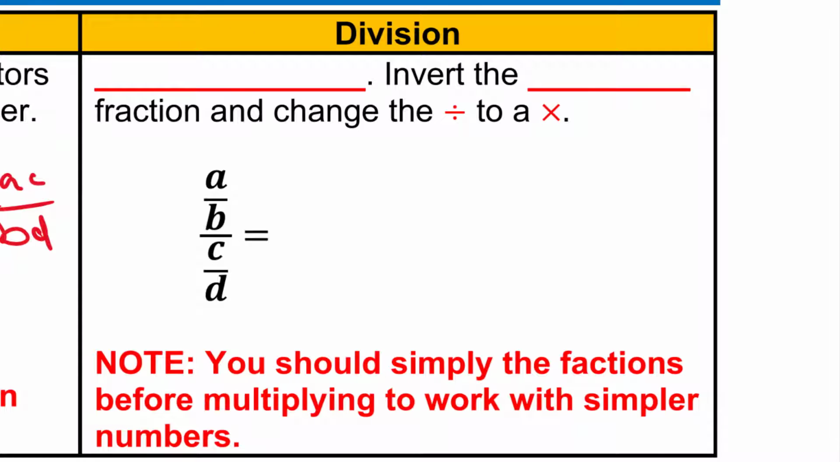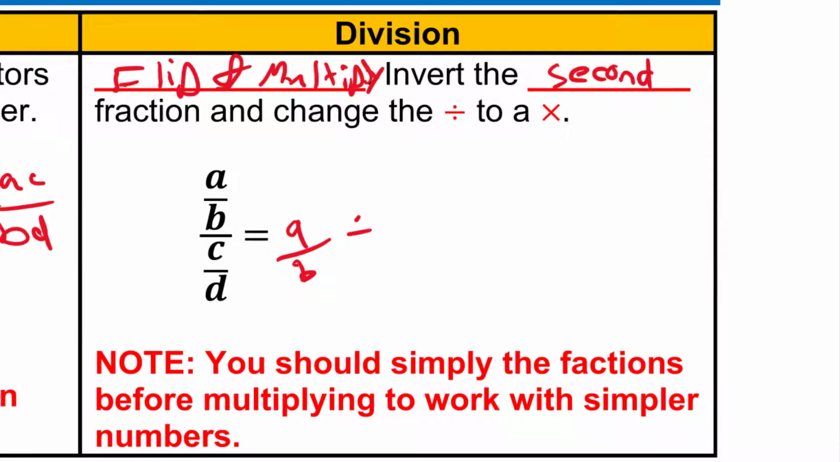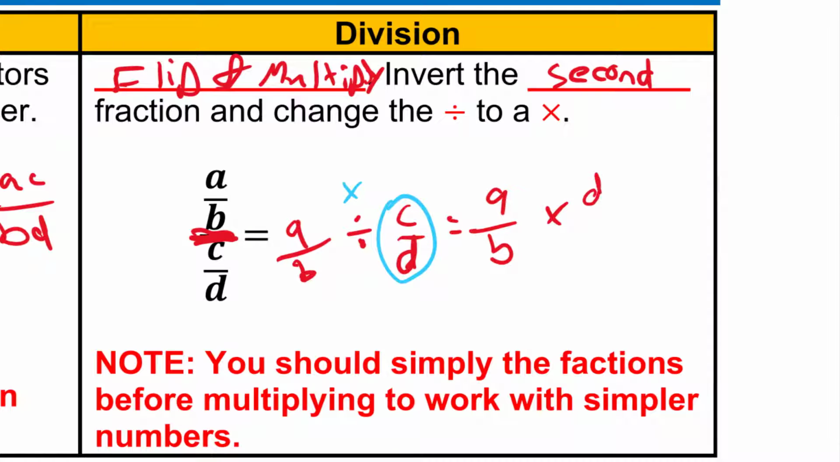For division, the key phrase is flip and multiply. The first step is flip, and then step 2 is to multiply. So invert the second fraction. The first fraction, we leave it as is. We flip the second one. That's what invert means. And then we change the division sign to a multiplication sign. So really this is A over B divided by C over D. That's what this bar here is really, a division sign. We flip the second one and change this to a multiplication sign, so it would be D over C.